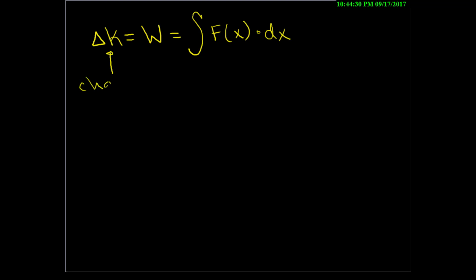So now let's look at how our kinetic energy will change once we've done some work on our N2 molecule. And so we'll say delta K is equal to work is equal to the integral of our force as a function of position dx. And so delta K here is our change in kinetic energy. We've got our work right there.